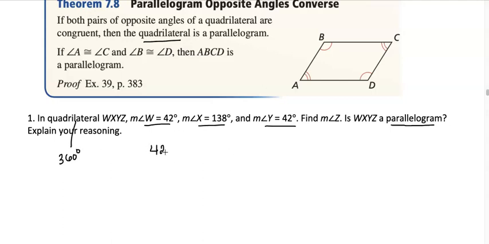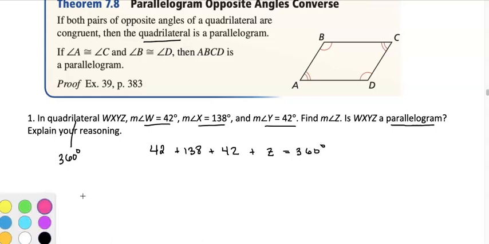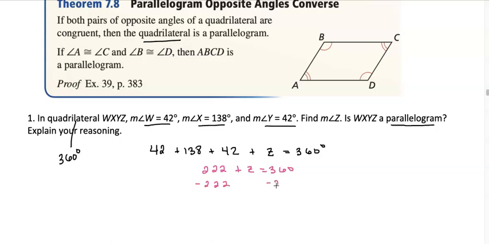So if I add these all up, 42 plus 138 plus 42, and then my last angle, angle Z, I'll just call it plus Z, and all four of these should equal 360. So let's add these up right now. We got 170, we got 180, and we got 222 plus angle Z is equal to 360 here. So we got 42, 138, and 42. That's 180, 222, and then we're going to subtract 222 from both sides here. That goes away. Bring down my Z.